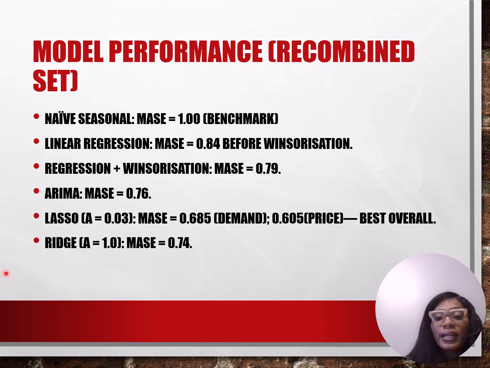So after doing that, we realized that the MASE for the naive came to 1. The linear regression was 0.84 before winsorization and 0.79 after. The ARIMA MASE went to 0.76, but then the Lasso did better at 0.685 for demand and 0.60 for price.